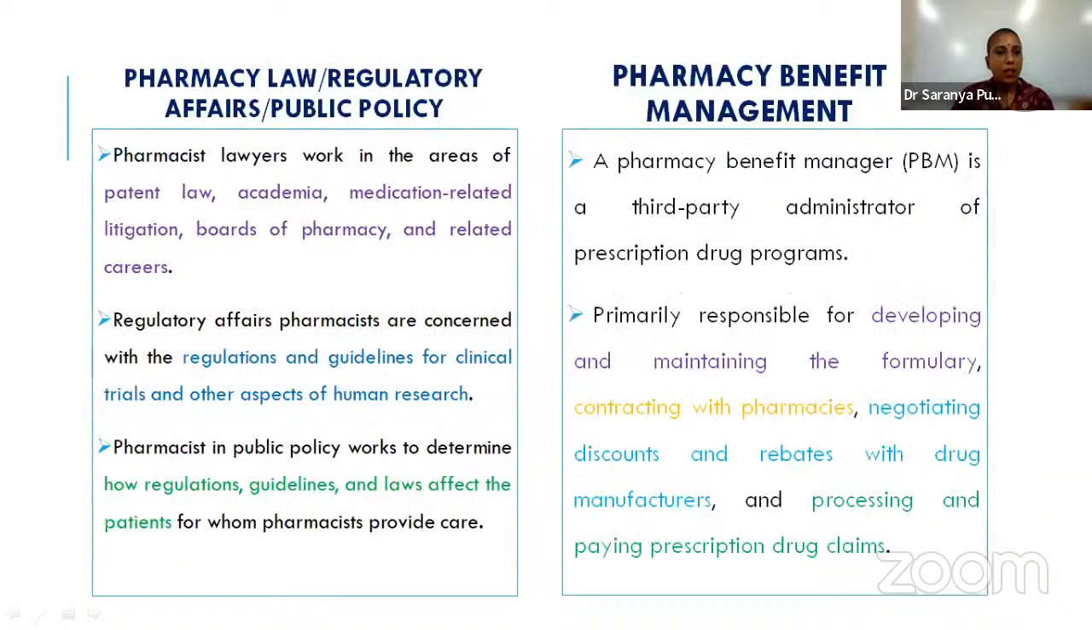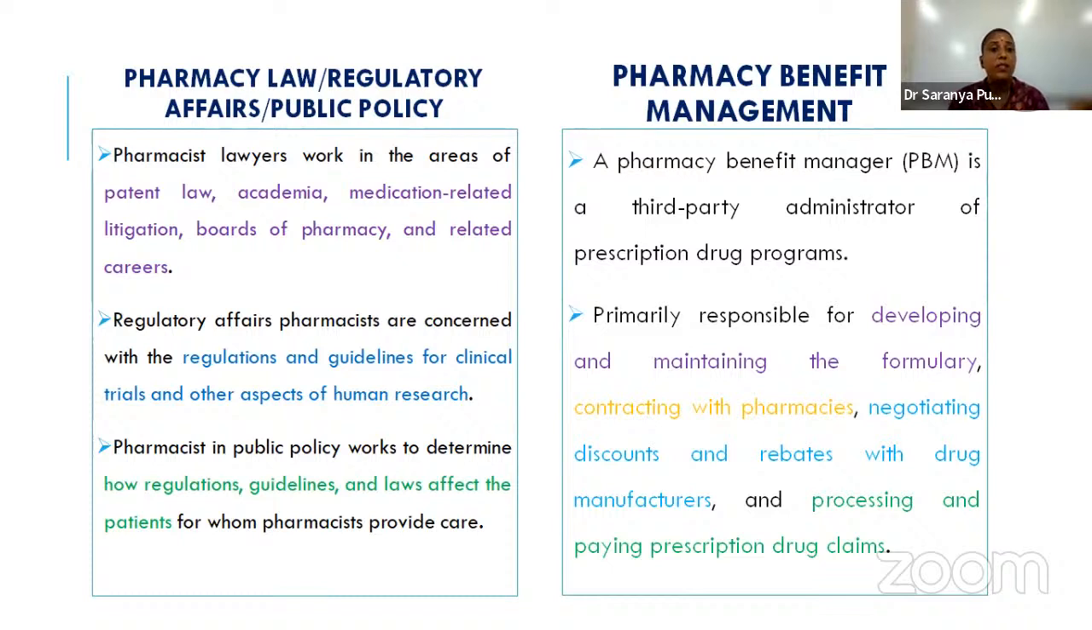Then we have pharmacy law, regulatory affairs and public policy. Pharmacists, lawyers, after M.Pharm pharmacy practice, you can also learn law and work in areas of patent law, academia, medication related litigations. You can work in insurance companies, boards of pharmacy and related careers.